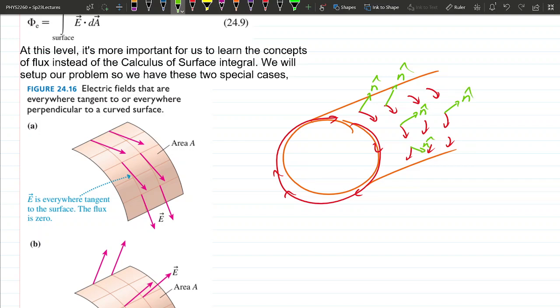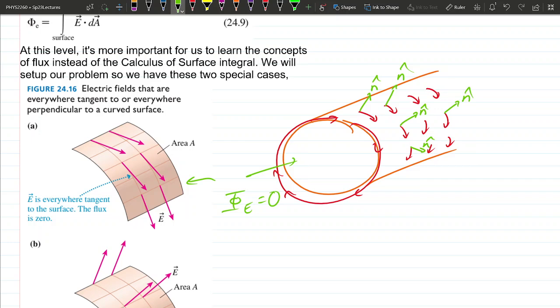So are the electric field and that normal surface vector parallel or perpendicular to each other? If they're perpendicular, the dot product between two perpendicular vectors has to be 0. So in these cases, the flux through those surfaces is actually 0, and you don't even need to calculate it.